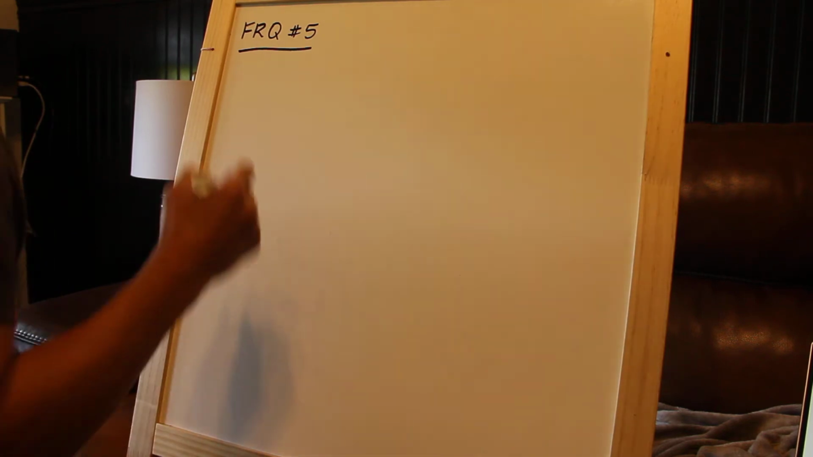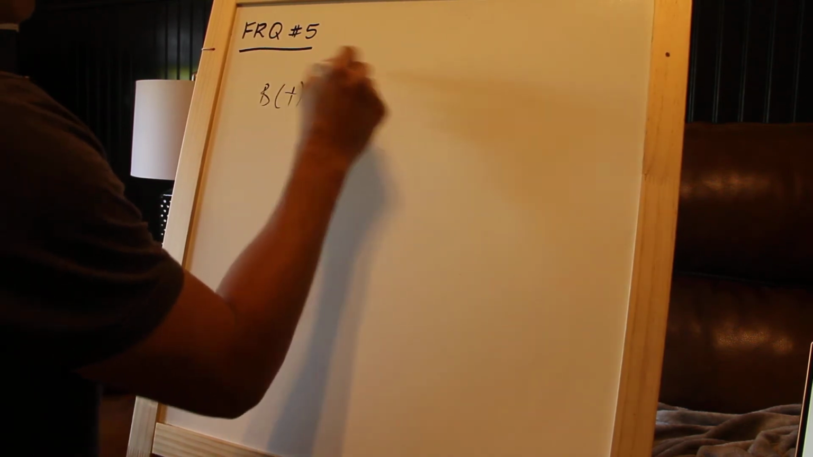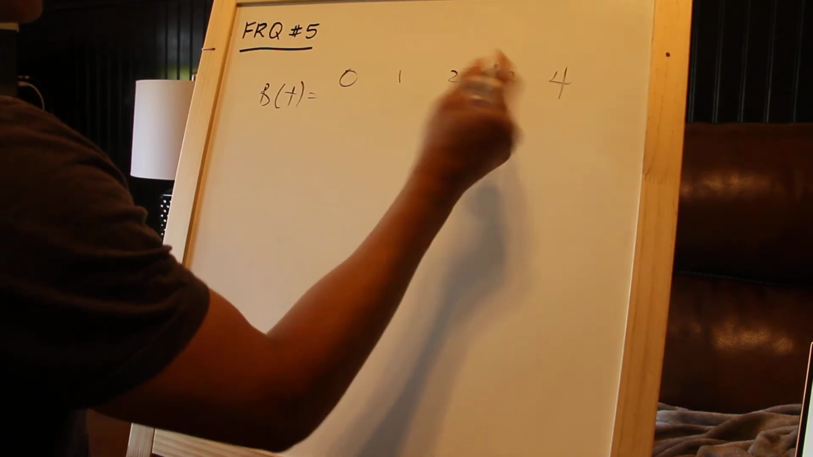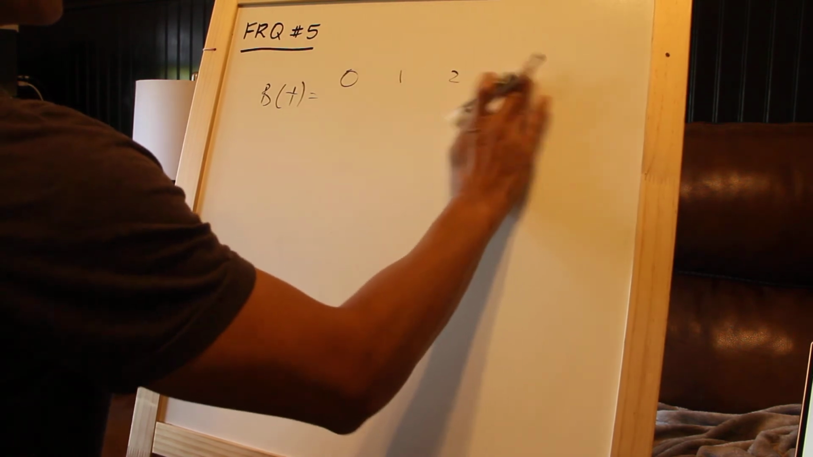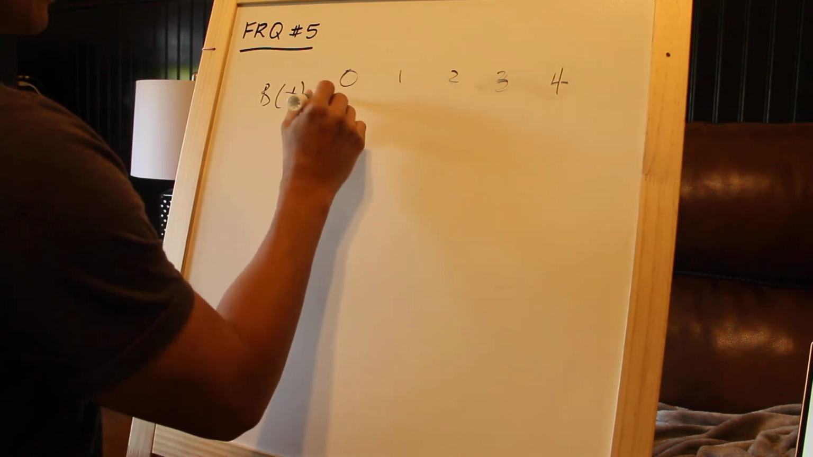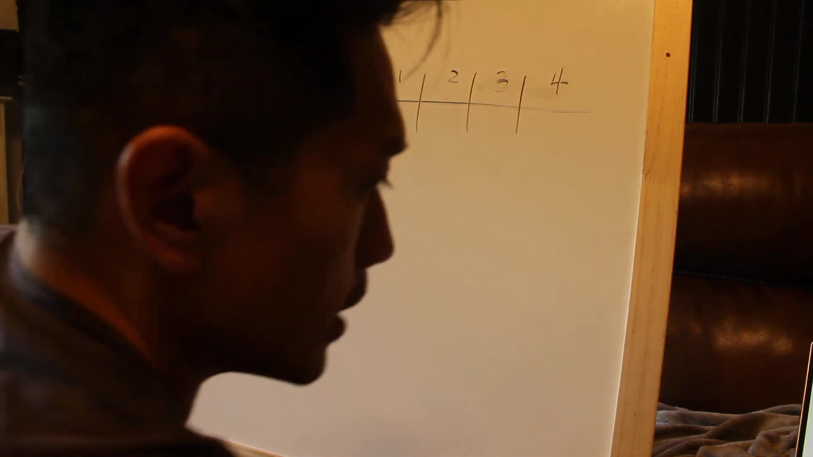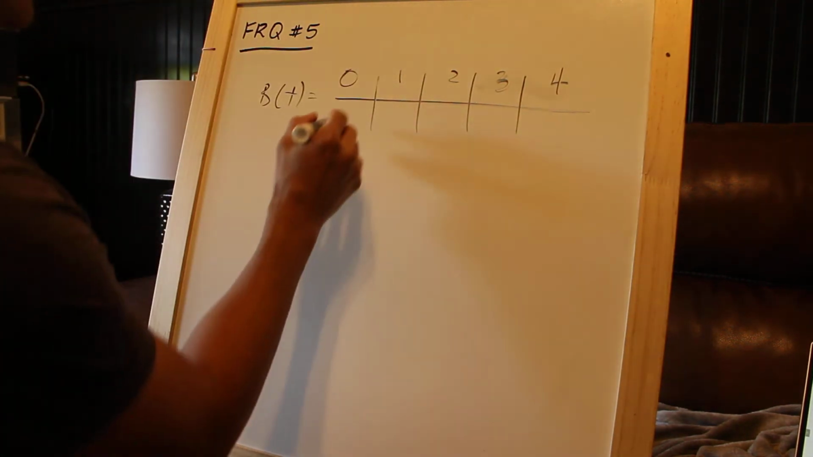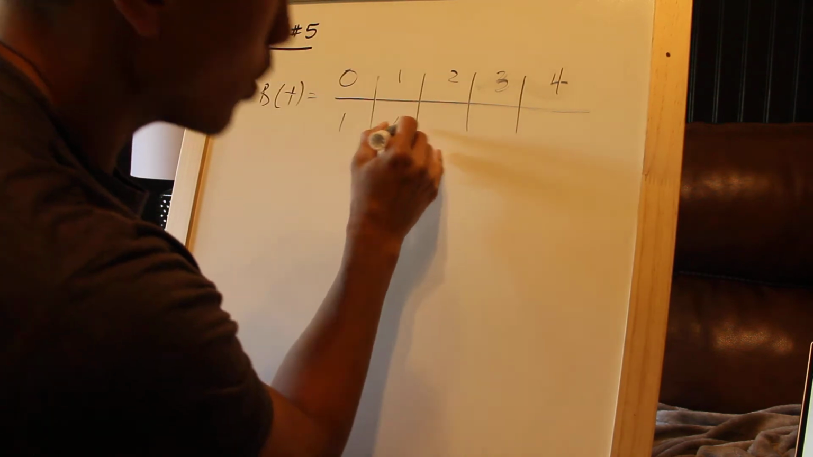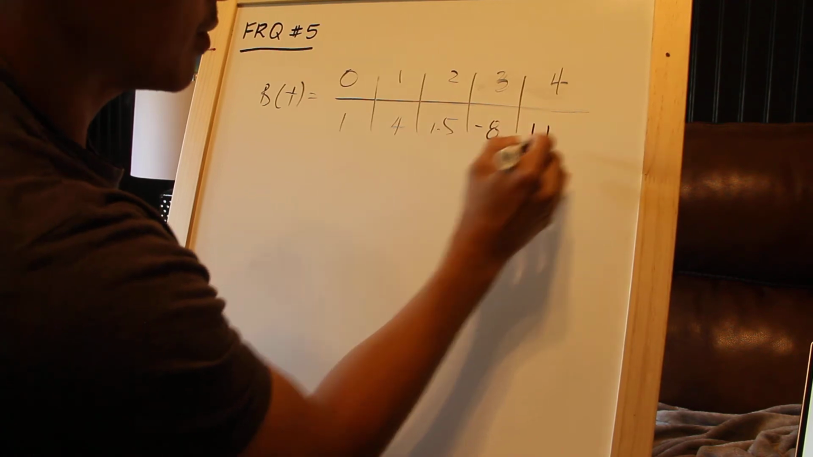And the very first part of the table starts off at 0 and it goes to 4. So 1, 2, 3, 4. That's for time. And then I believe his speed was 1, 4, 1.5, negative 8, and then 11.